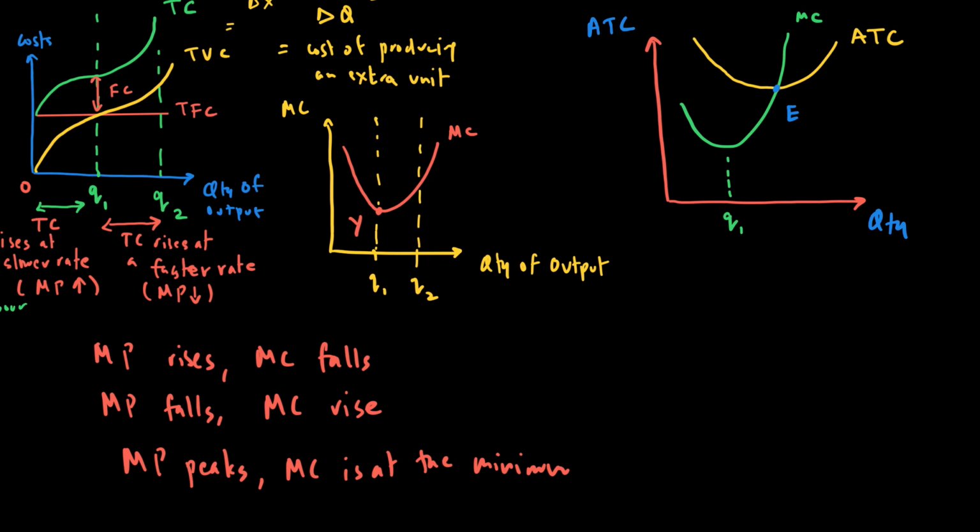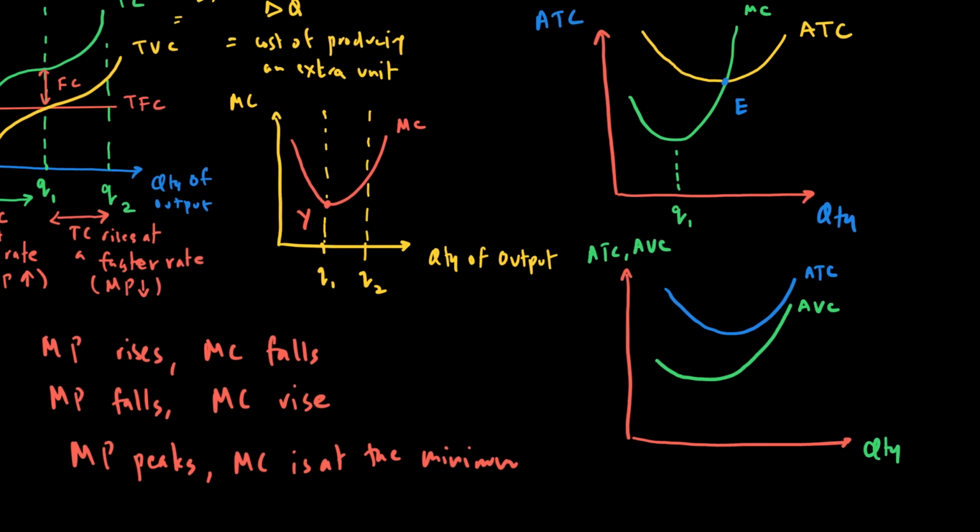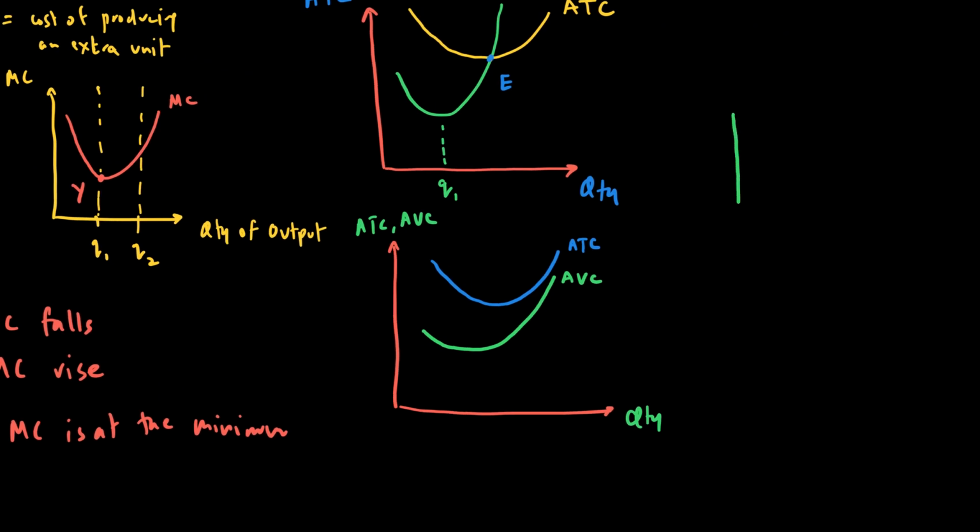Lastly, we want to discuss average variable cost. So AVC and ATC will have a relationship like this, and I want to talk about this quickly. ATC is U-shaped and AVC is also U-shaped, but the gap between ATC and AVC shrinks as quantity goes up. And the reason why this happens is that the gap between these two graphs is your average fixed cost graph.